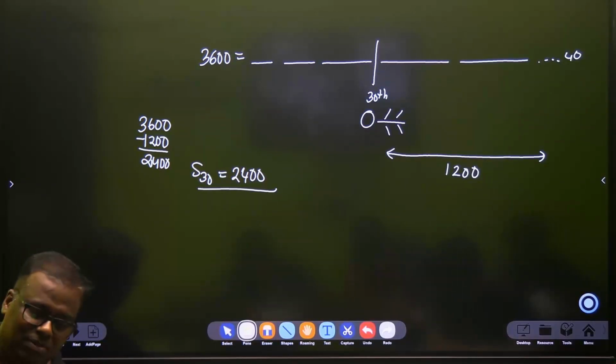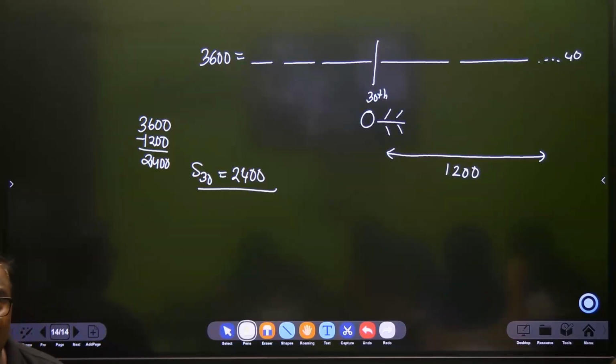Yes, Shreya, tell me the value. Still solving. 2A plus 39D is 180, 2A plus 29D is 160. Simple.